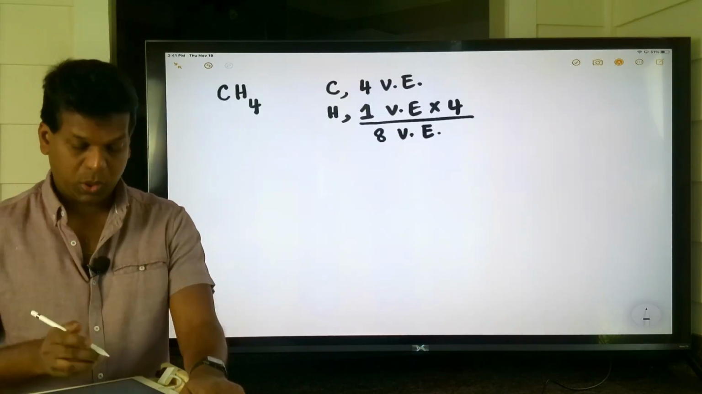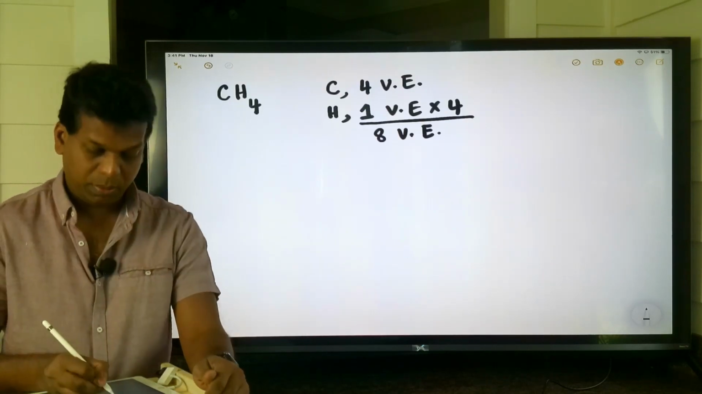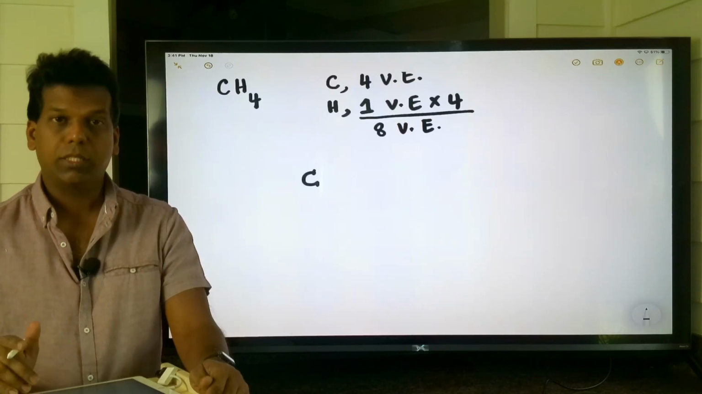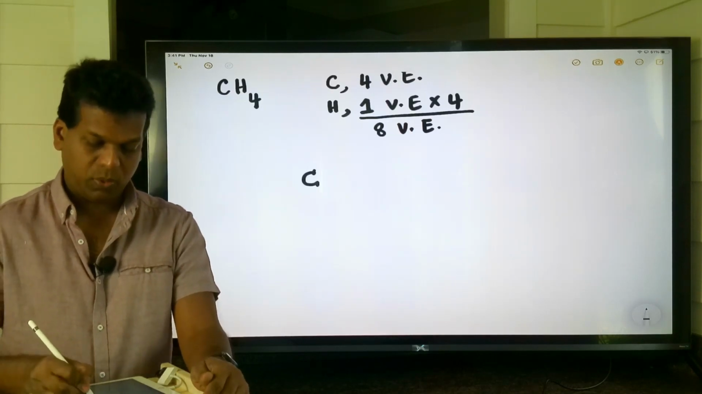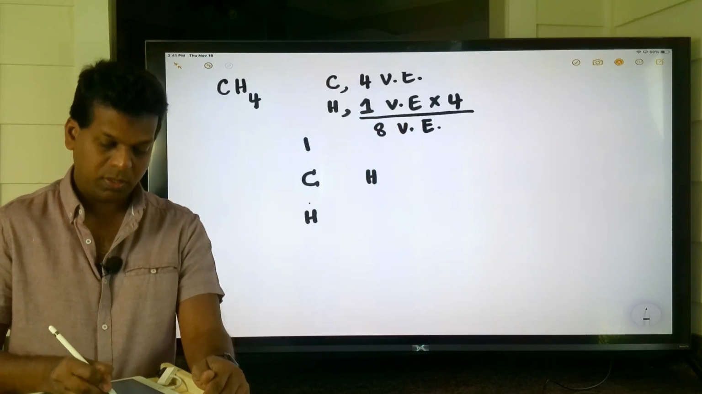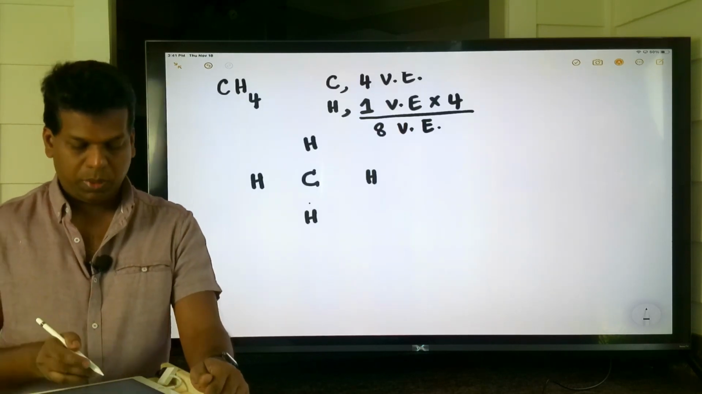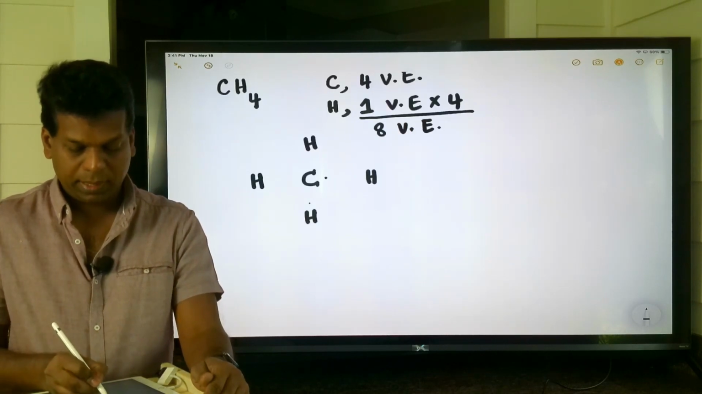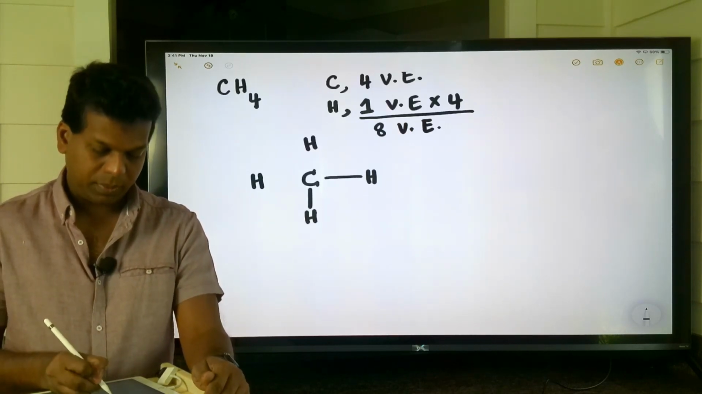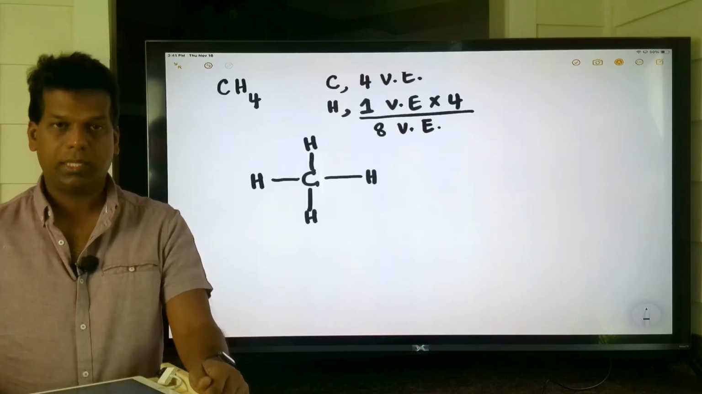Step 2 is you decide the central atom. The central atom is carbon. Now make the skeletal structure. So there are 4 hydrogens as terminal hydrogens. So those are the 4. You connect the central atom and the terminal atoms using a single line. So that is the skeletal structure.